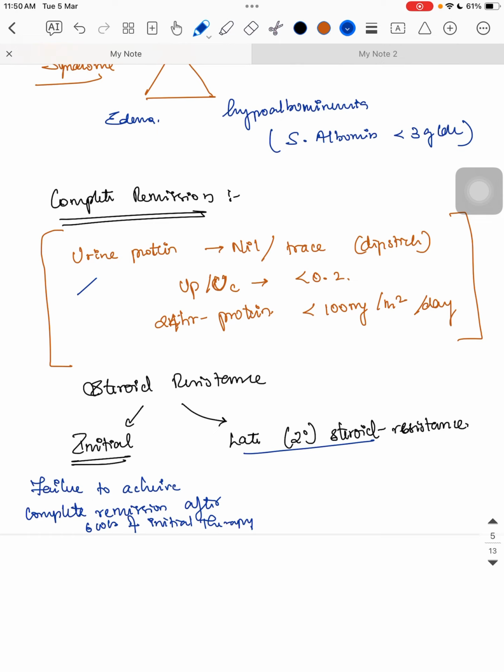Then what do you call late or secondary steroid resistant? Initially the child is steroid sensitive. The child will become steroid resistant in a subsequent relapse. So initially the child has responded, that is, initially the child is steroid sensitive, and becomes steroid resistant in a further relapse. That is called late steroid resistant or secondary steroid resistant.